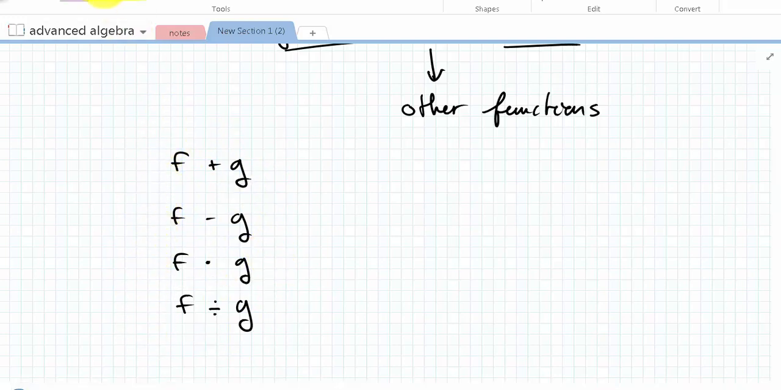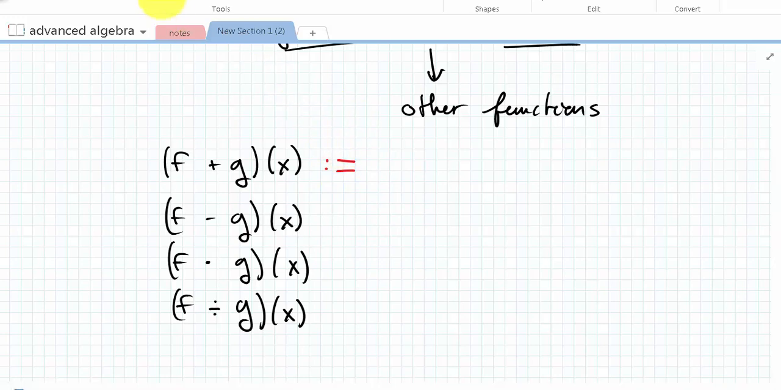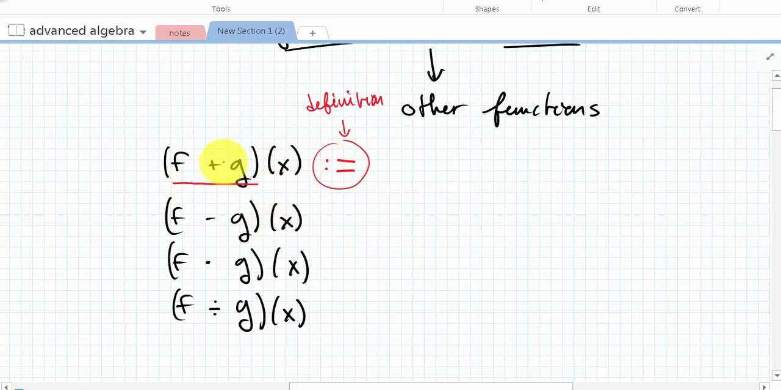How do you define a function? By telling what it does on an input. That's how you define a function. I'm going to tell you what it does if I put an input in the function. So how do you define the first one? It's very simple. By the way, I use this symbol to mean definition. It's an equality, but it's a defining equality. I'm assigning a definition to this expression right here. At this point, I have no idea what this expression means until I define it.